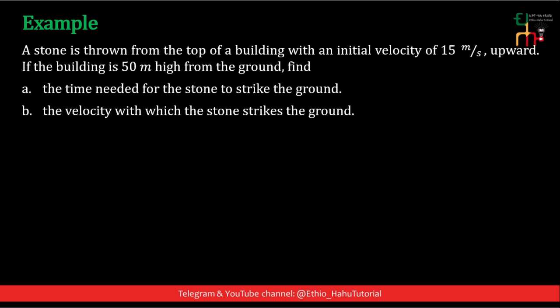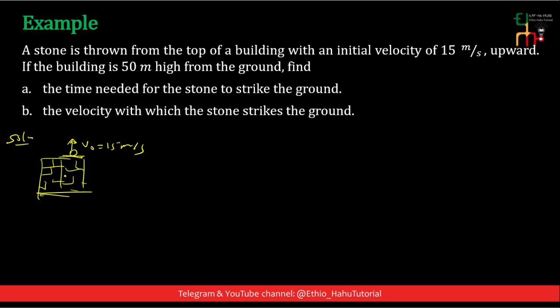Having seen this, let's do an example. A stone is thrown from the top of a building with an initial velocity of 50 meters per second upward. If the building is 50 meters high from the ground, find A, the time needed for the stone to strike the ground, and B, the velocity with which the stone strikes the ground. Assume the particle is thrown from this point vertically upward with an initial speed of v0 equal to 15 meters per second.